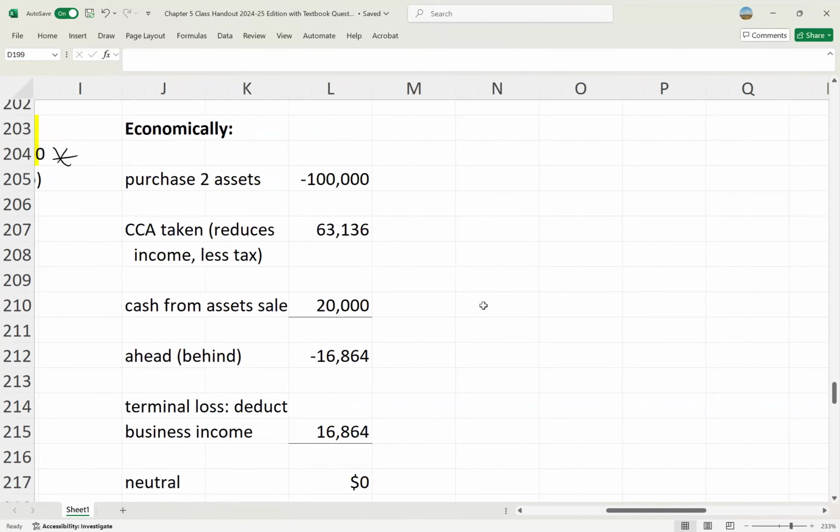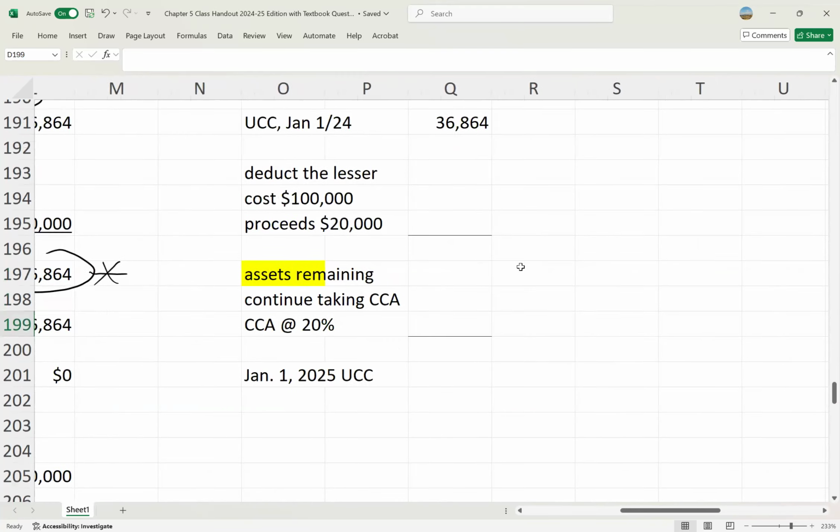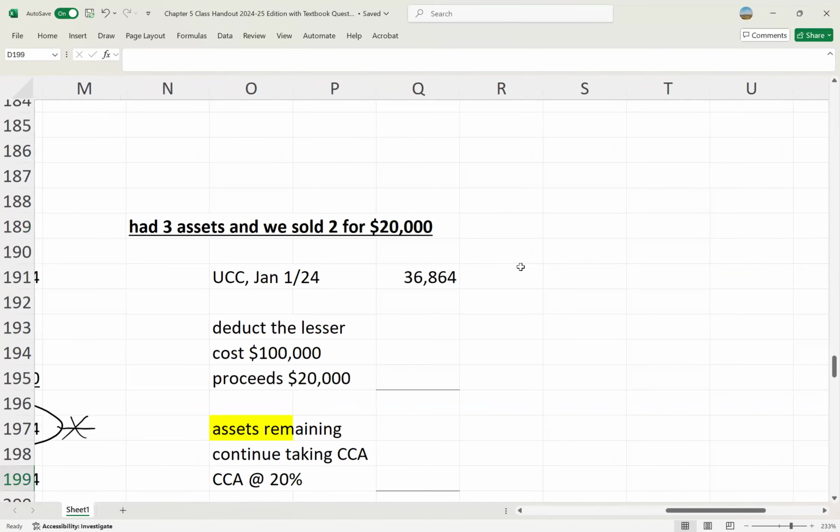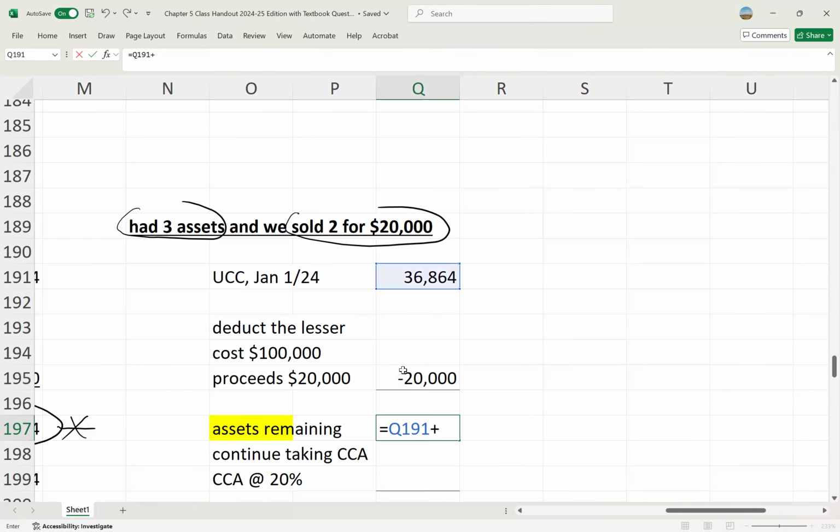I'm going to go through one other scenario here where, let's say that instead of two assets, we had three assets to start with. And now we just sold two for 20,000. So we're going to deduct the 20,000 here, the lesser of cost or proceeds. And in this example, we're going to have the same 16,864. But because we had three assets and we only sold two, there is still one asset remaining.